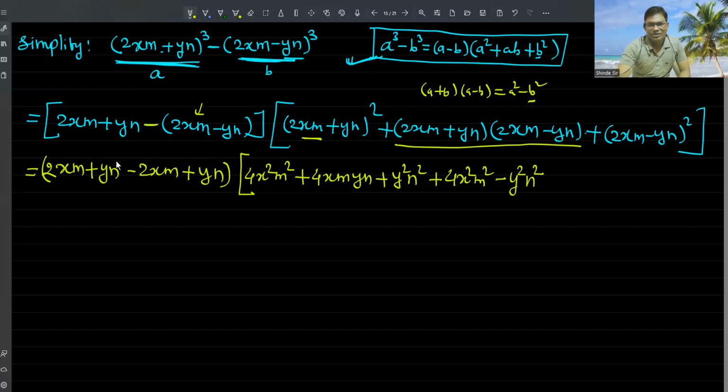Okay, now let us expand this bracket. For that, we will use the expansion formula of (a − b) whole square. It states the square of the first term, that is the square of 2xm, will give us 4x²m², then minus 2 times the product of the first and second terms, that is 2 times 2 is 4xm yn, and lastly the square of the second term, which will be positive. So I'm going to write plus y²n² here.